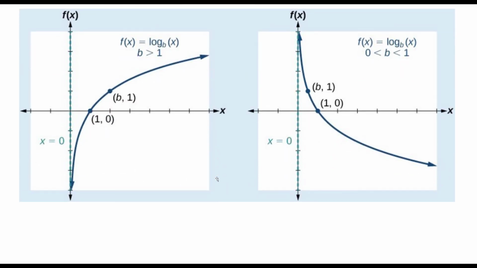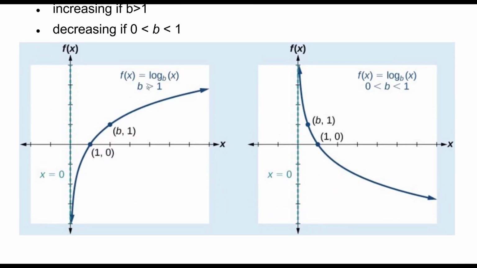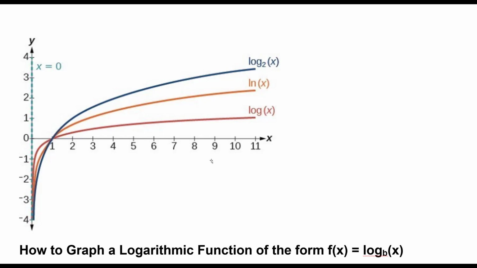So here we have a couple different pictures. This first one on the left, b is greater than 1, like the one we saw with the base 2. But here's the base between 0 and 1. It looks like this instead, so it's inverted. And here's just an example of a couple of different ones. The red is the common log, which is log base 10. The orange is log base e, and the blue is log base 2.